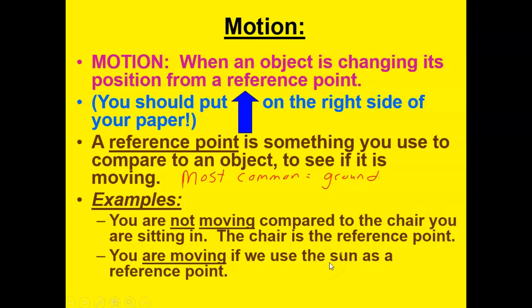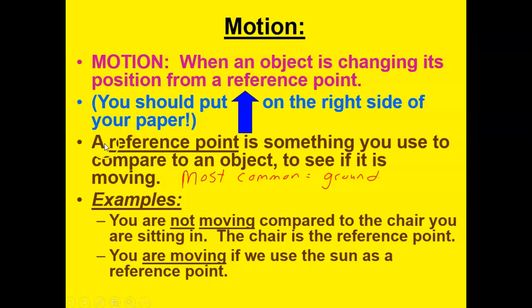However, if we use the sun as a reference point, because you're on the earth spinning around, if you look at the sun, it appears that the sun is moving, either closer to you or farther away from you, depending on if it's setting or rising. So if you compare your body to the sun, it does seem as if something is moving. Now, you might think the sun is moving, but really it's you that's doing the moving.